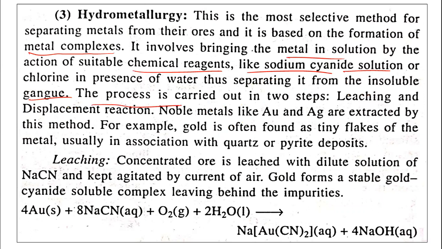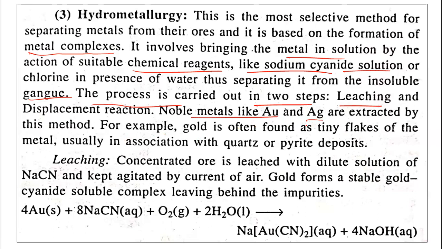The process is carried out in two steps. First, it is leaching, and second, it is a displacement reaction. Now, what happens in the leaching process? The noble metals like gold and silver are extracted by this method. By hydrometallurgy, we can extract metals like gold and silver. So it is the selective method applicable to gold and silver.